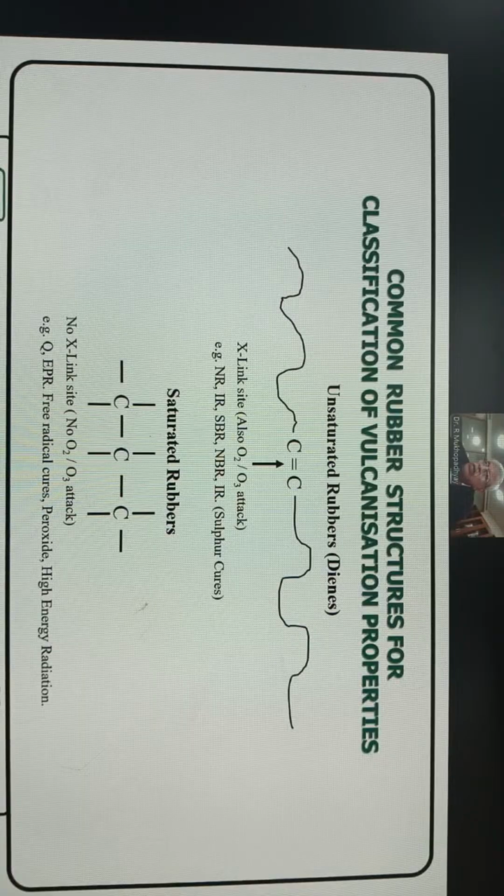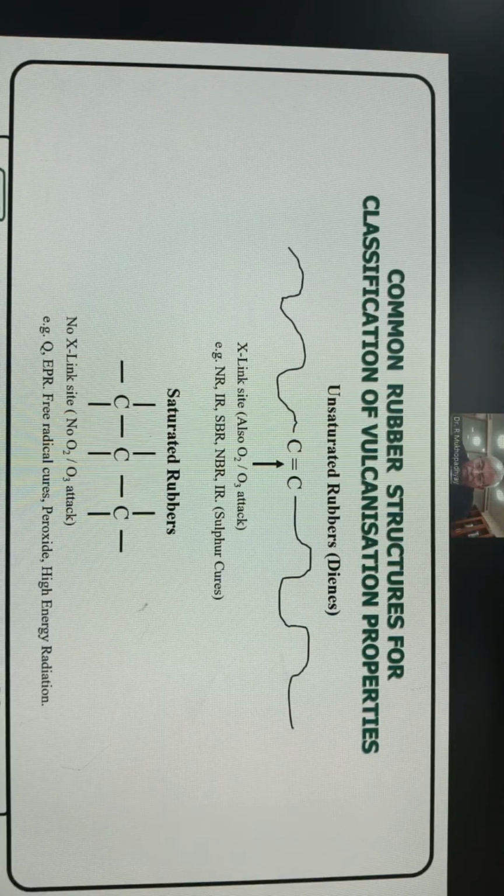The advantage is that it is cost-effective, and we can select sulfur curing, but they are linked with oxygen. They are very susceptible to attack by heat, light, oxygen, ozone. Whereas saturated rubber, there is no ozone or oxygen attack, mostly you don't require, at maximum you don't require any antioxidant and anti-ozonant.